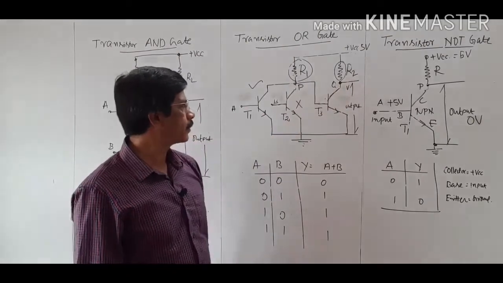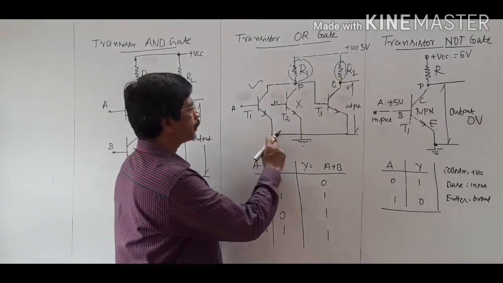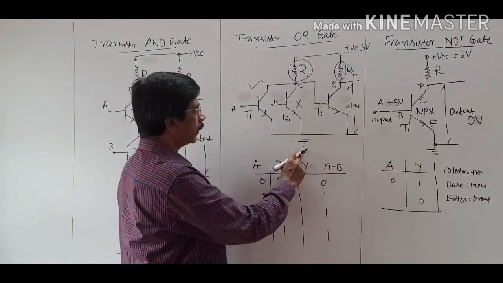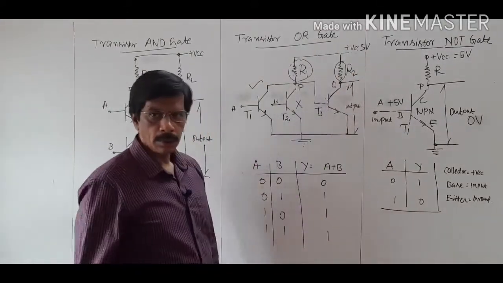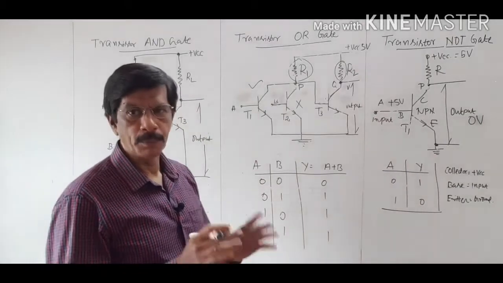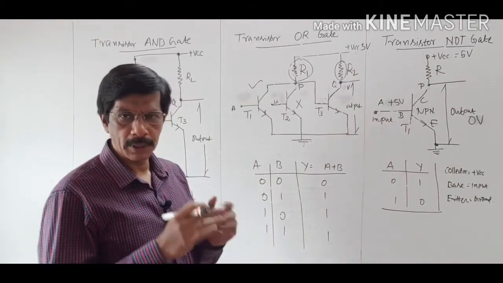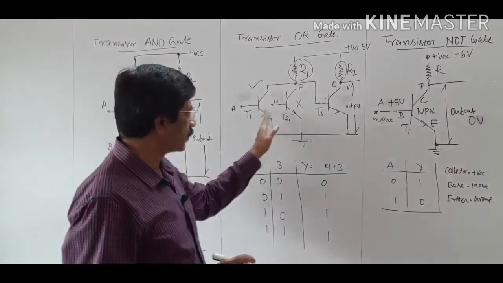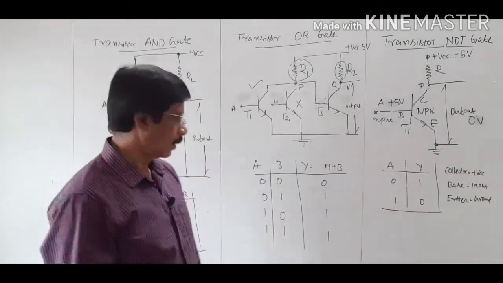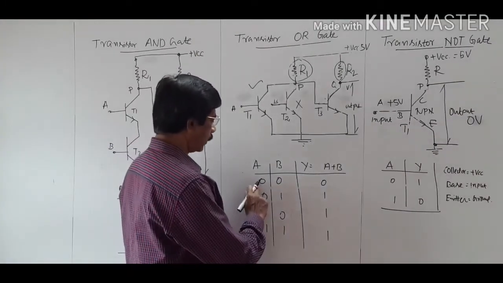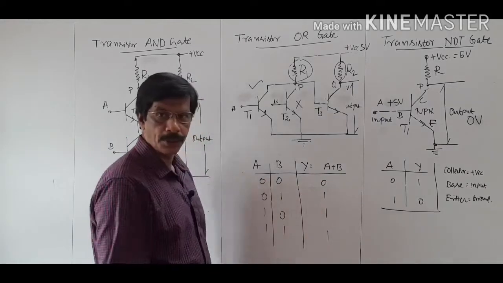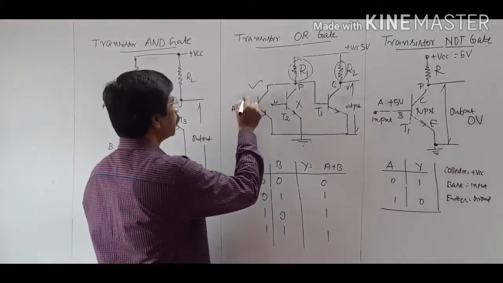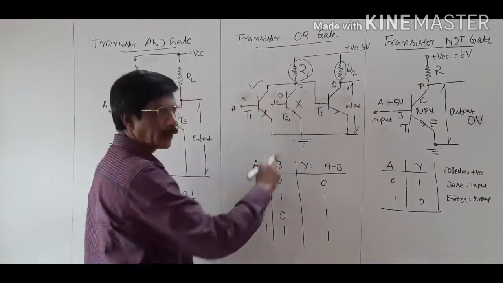In this case, the emitters of these transistors are grounded, the collector of the transistors are connected to plus 5 volt. The only remaining thing is input. Depends upon the input, the state of the transistor varies. First, let us consider the first row of the truth table. A is equal to 0, B is equal to 0. A is equal to 0, B is equal to 0, negative voltage.